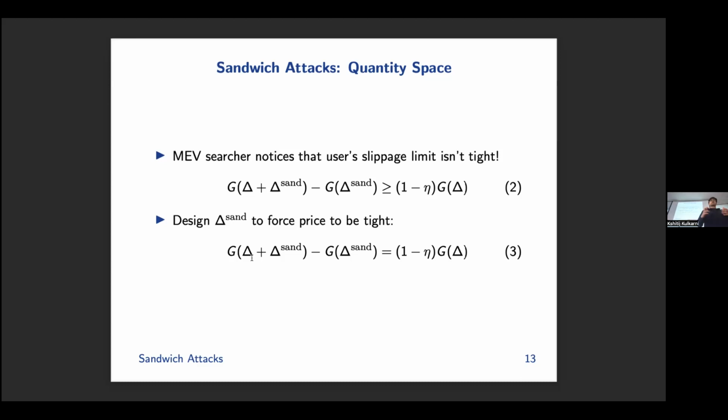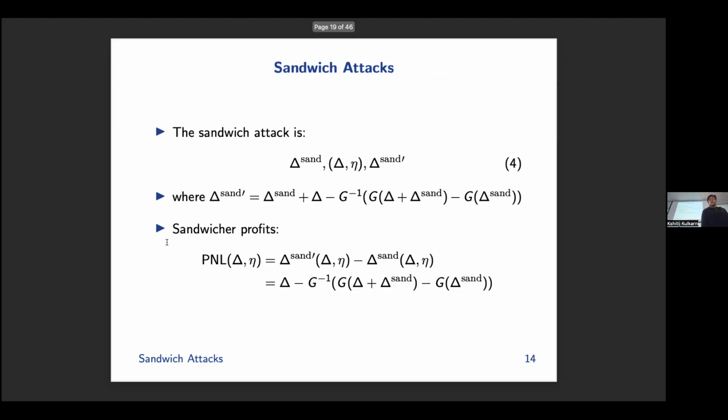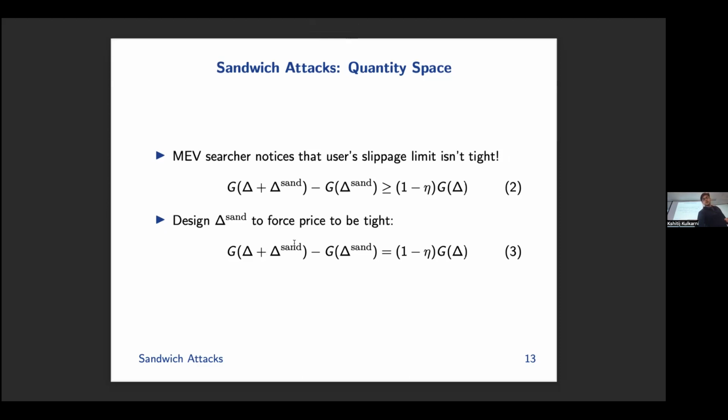So that is, match the price exactly to what the user is willing to accept. And the user is willing to accept less than they ordinarily would because they don't know where they're going to be in the transaction ordering. And so what is a sandwich attack? A sandwich attack is a triple of transactions where first you compute this delta S given by the previous equation. So delta S is a solution to this equation.